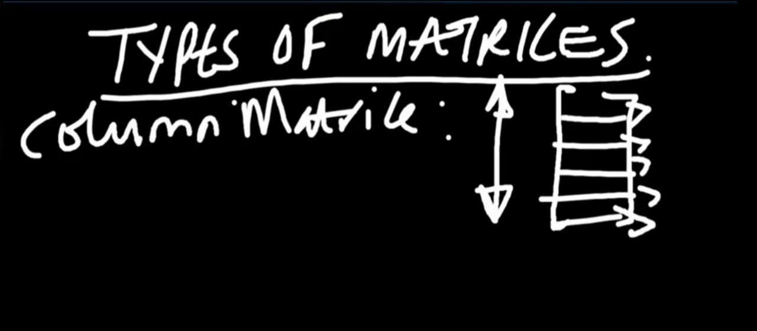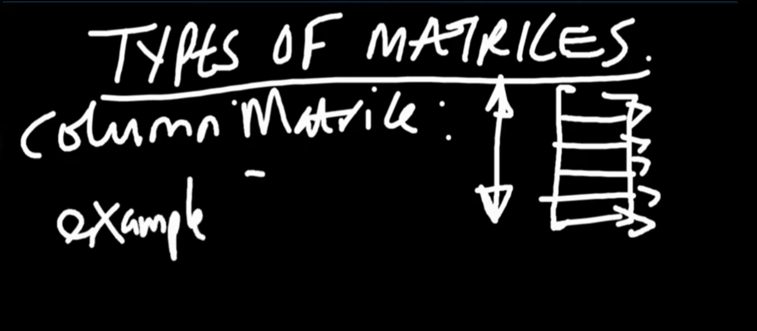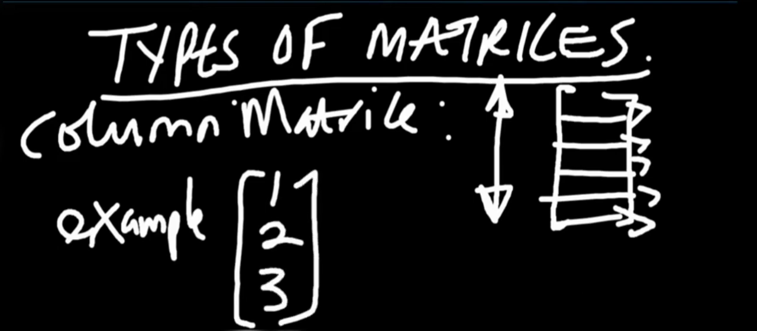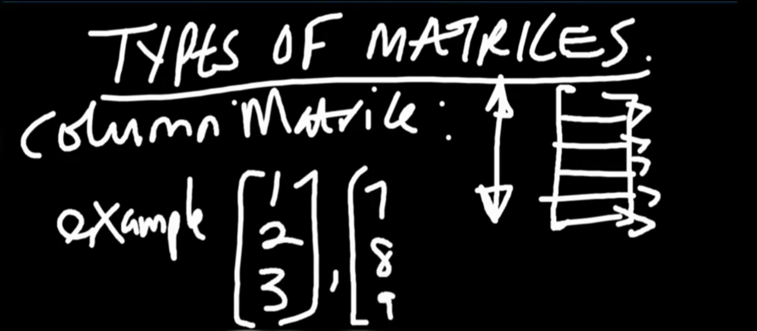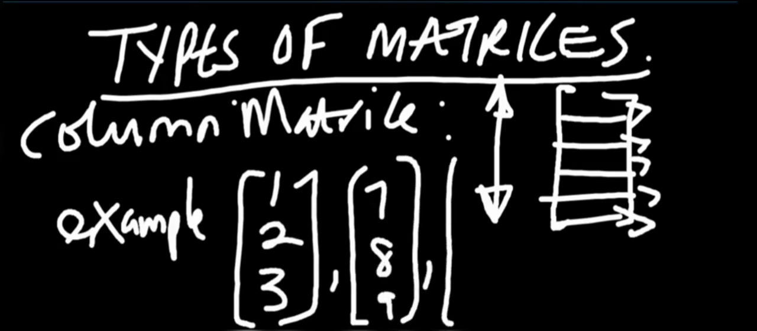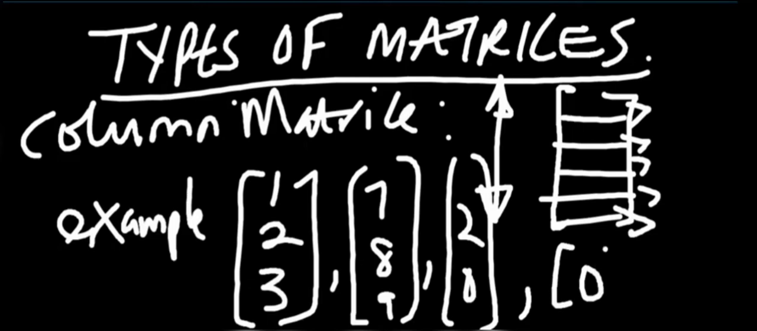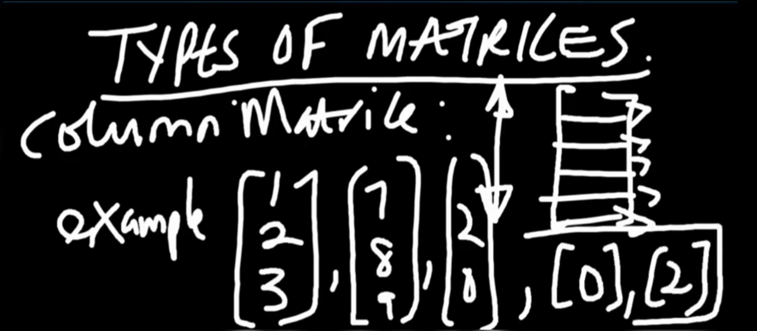An example of that is something like this: 1, 2, 3. Another example: 7, 8, 9. Another example: 2, 0. And then a special example: 2. This is also a matrix. If you look at this matrix, it has 1 row and 1 column.